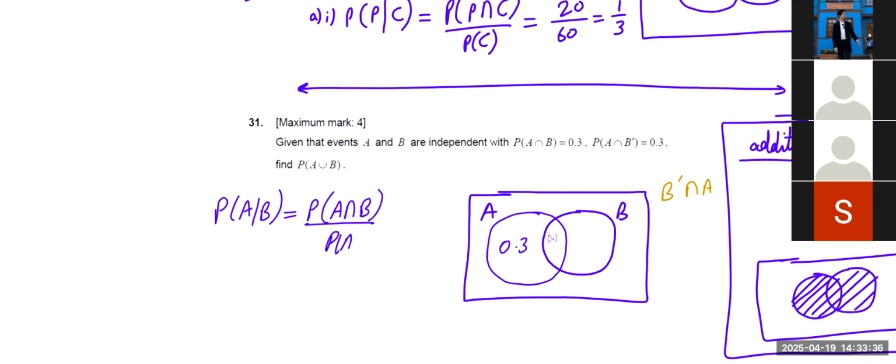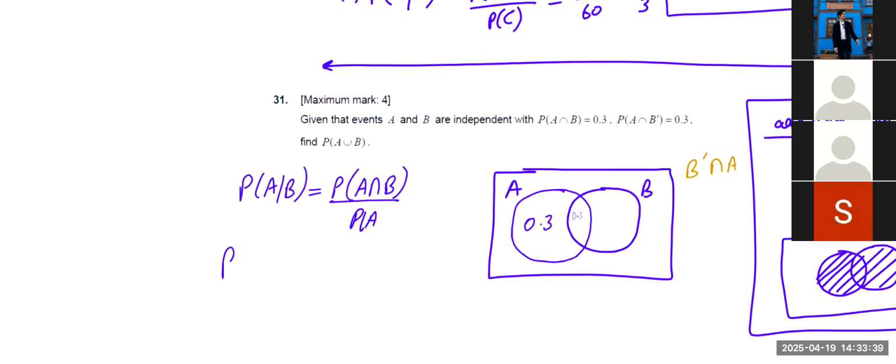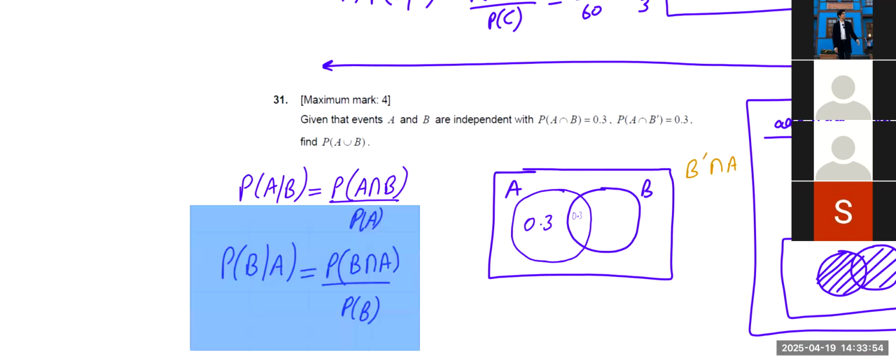Right? And similarly, they must also follow the other way around, like B given A must also be true. Sorry, I haven't even put the rule down first. So this is the conditional probability formula, right? This is just the formula you use to find conditional probability.